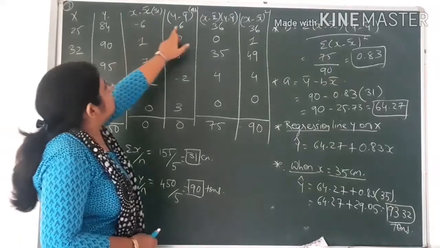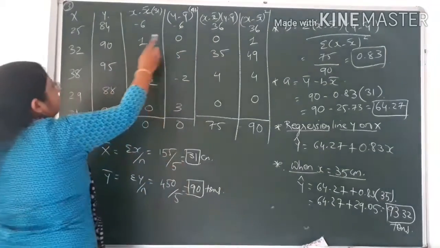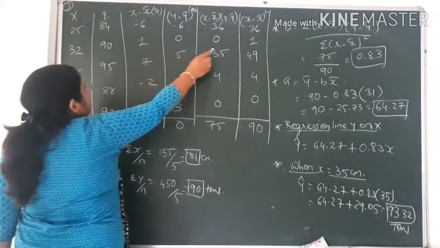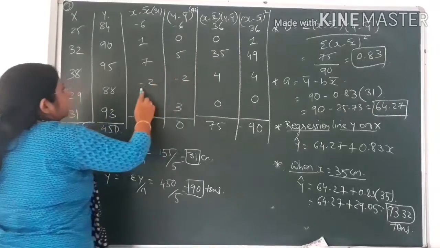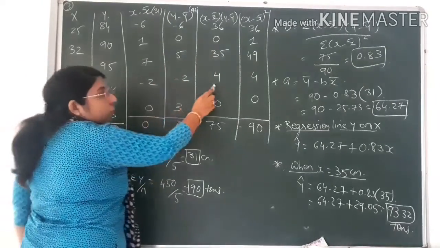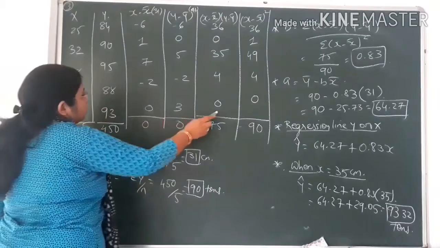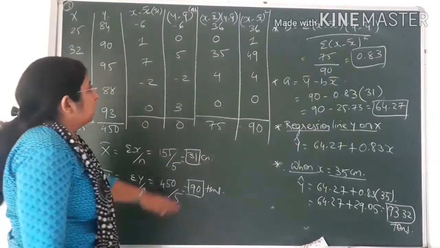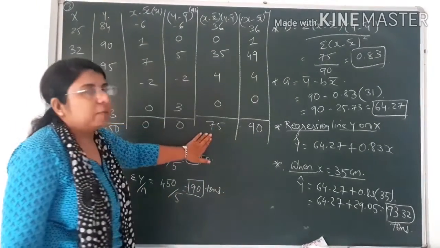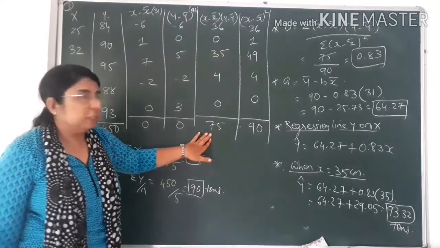So multiplying: 6 sixes are 36, negative negative would come to positive, 0 into 1 so 0, 7 fives are 35, 2 twos are 4, negative negative will become positive, and 0 into 3 so it would be 0. Now the total of (x minus x bar)(y minus y bar) would come to 75.